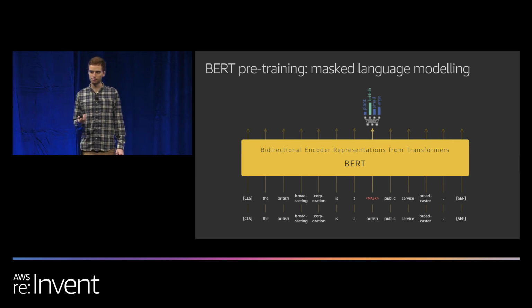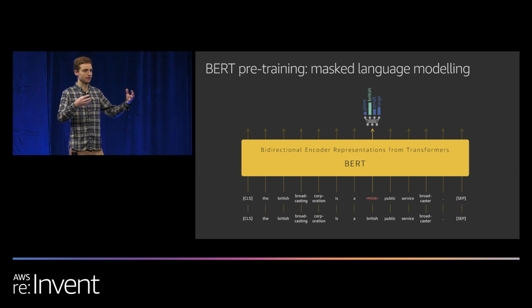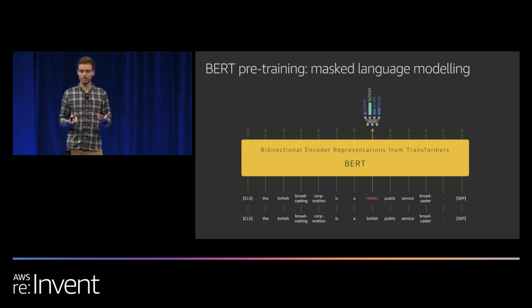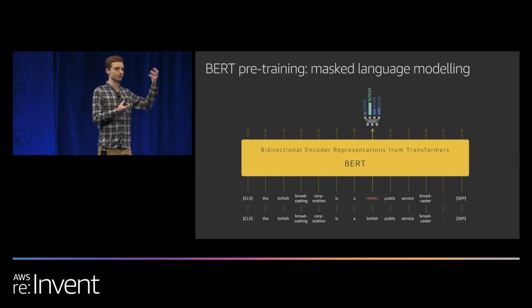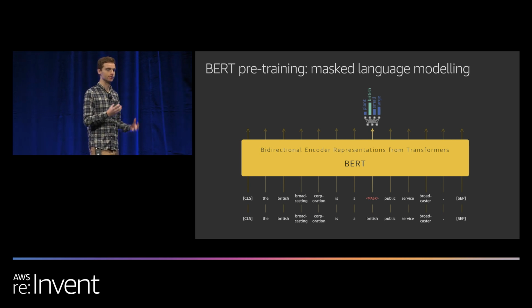To do well on this problem, the BERT model has to take into account the whole sentence, has to have a good understanding of that, and also to some extent some understanding of the world to be able to fill in the gaps. And if you train on a huge corpus of data, you're going to get some of that information distilled into the model.